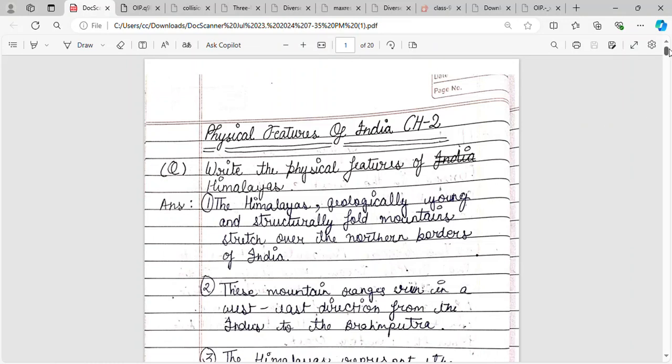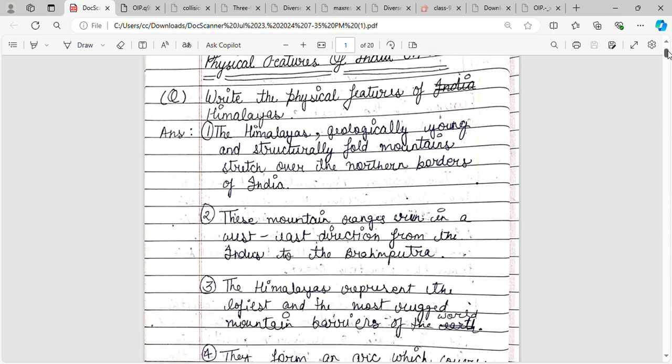This is Ananya, and today I'll be sharing the most important questions of chapter number 2 of Geography, Physical Features of India. So question number 1 is: write the physical features of the Himalayas. First of all, let's read the first point.